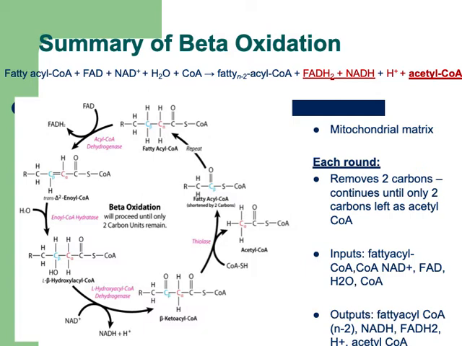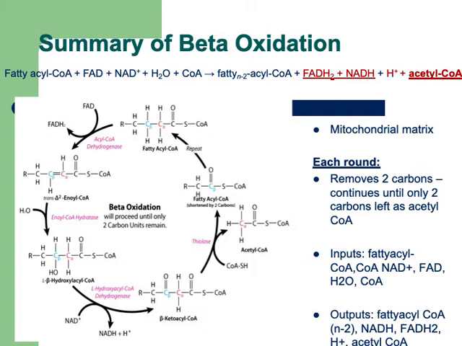The reducing equivalents will go to the electron transport chain and generate energy through ATP synthase. And the acetyl-CoA will travel to the citric acid cycle, which is also in the mitochondrial matrix, and undergo the citric acid cycle to yield more reducing equivalents.